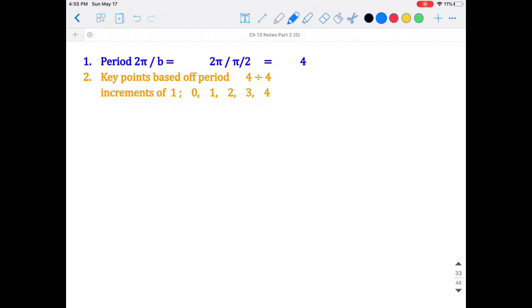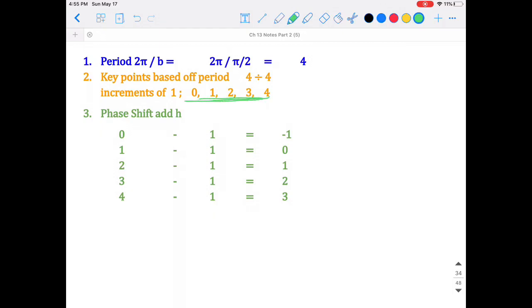Next, we have to figure out our x values based off of our horizontal shift, our phase shift. So our h is negative 1 in this case, so we're going to take each of these key points and subtract 1 to find our new x values. So we have our new x values of negative 1, 0, 1, 2, and 3 after subtracting everything by 1.